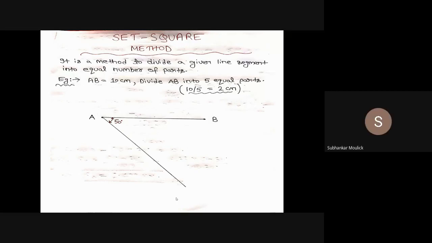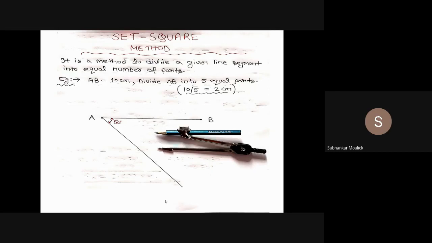Okay. Next step is take the compass. Since I have to divide my given 10 centimeter line into 5 equal parts, I know by calculation that each equal part is equivalent to 2 centimeter. With the help of the compass, measure this 2 centimeter length on the scale. Assume that this much portion is nothing but that 2 centimeter length which I have measured from the scale. Is it clear to all of you?